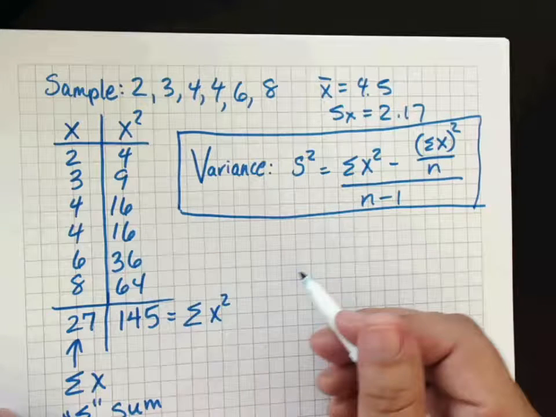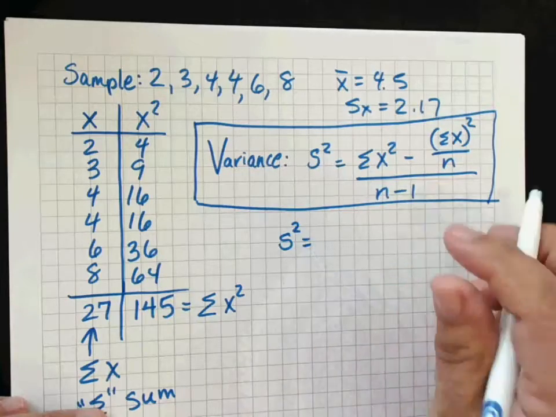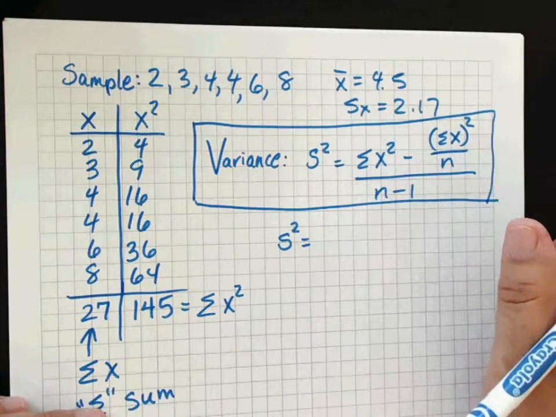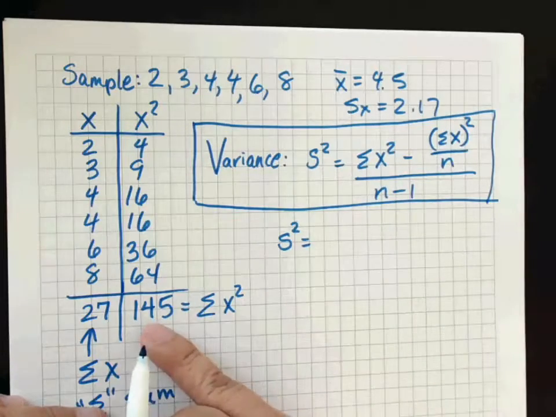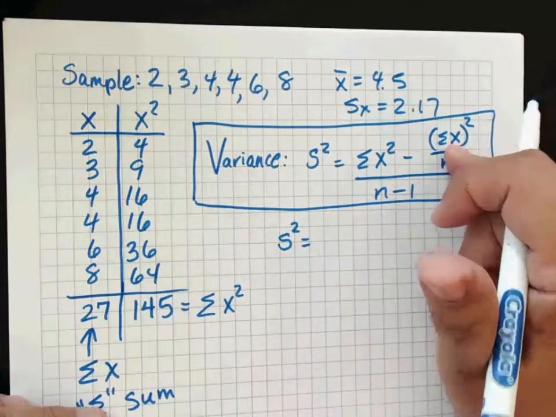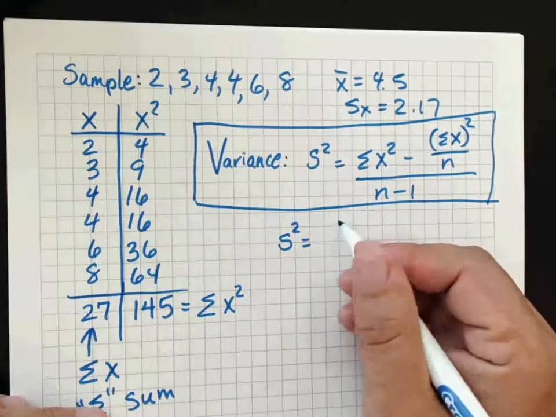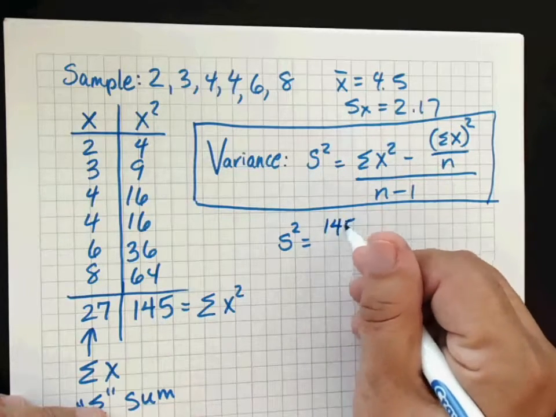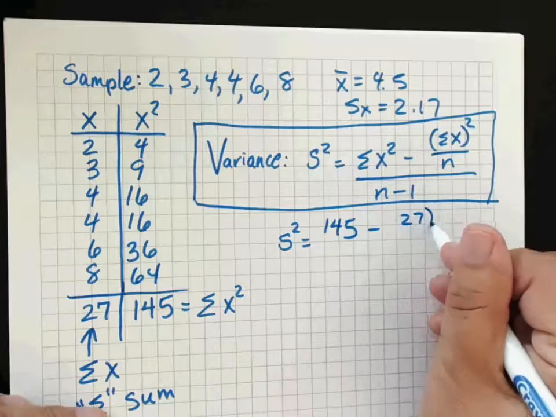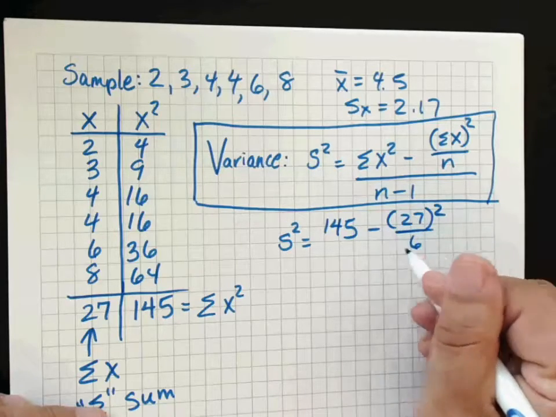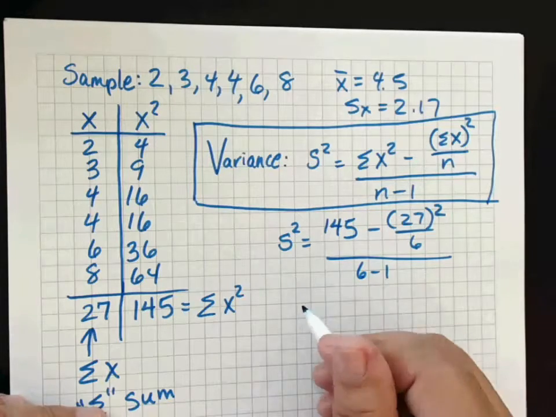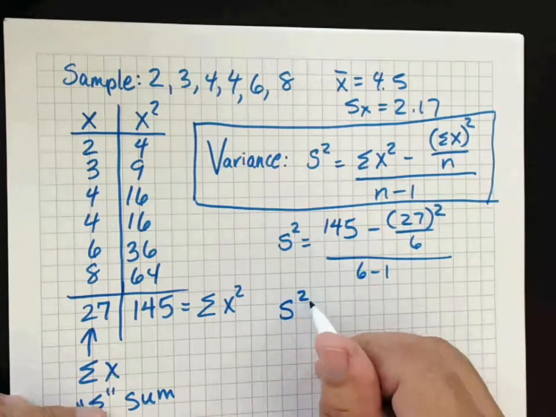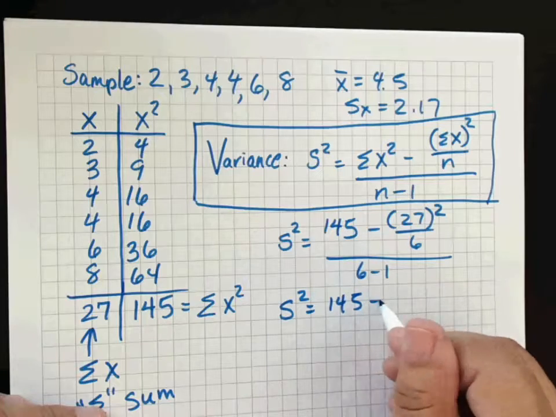So let's go ahead and look at it for this example. s squared. Well, these two, some people want to think they're the same thing. They're not the same thing. This is the sum of x squared, which is 145. This is the sum of x, 27, which I'm going to then square. So I have 145 minus 27 squared divided by 6, and I'm going to divide the whole thing by 6 minus 1.